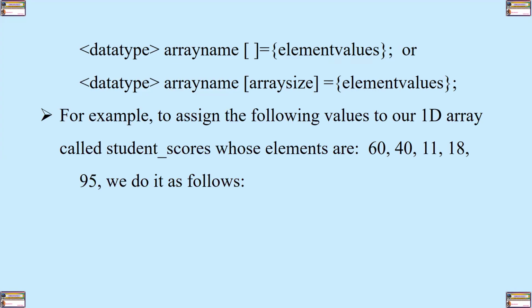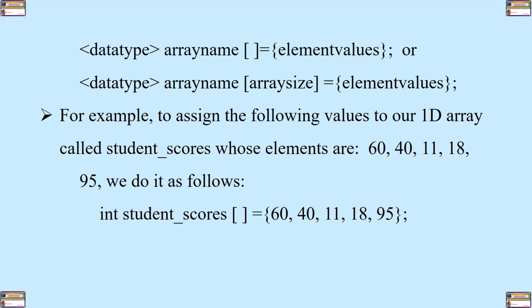So for example, to assign the following values to our one-dimensional array called student scores, whose elements we have already seen, we just do it as follows. Already we have known how to declare. So what we only need is to assign with the equal sign. Then note, we have what we are calling braces. So this is a brace and this is a brace. You must always enclose your elements within the braces. That's what will help the compiler know how many dimensions you have, or how many rows and columns you have.